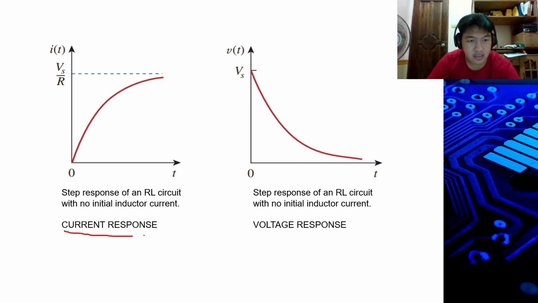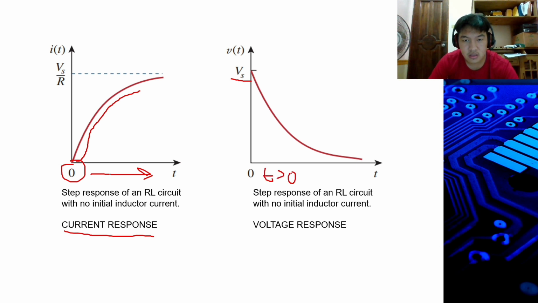In the current response, it starts at 0 for time greater than 0 and increases exponentially until Vs over R. For the voltage response of the step response of an RL circuit with no initial inductor current, it has an initial voltage until time is greater than 0, and then decreases exponentially until 0.